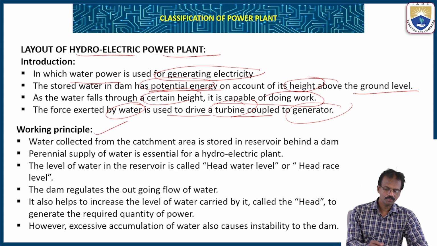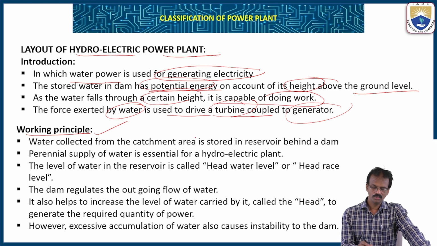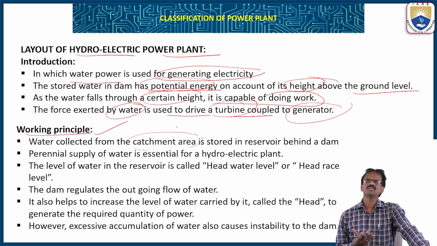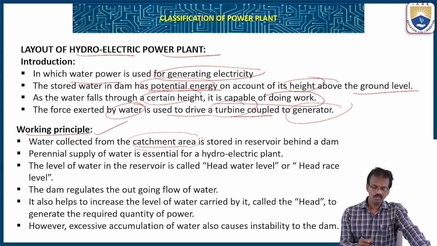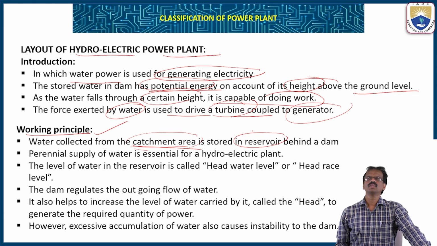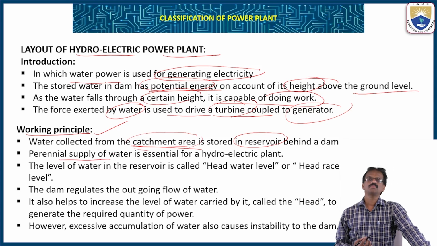Now we'll see the working principle of this hydroelectric power plant. Water is collected from the catchment areas. We know that catchment areas are the areas where water will be available, where the rainfall occurs frequently. The water collected from the catchment area is stored in a reservoir behind the dam. Next one is the perennial supply. Perennial supply means continuous, without any disturbance.